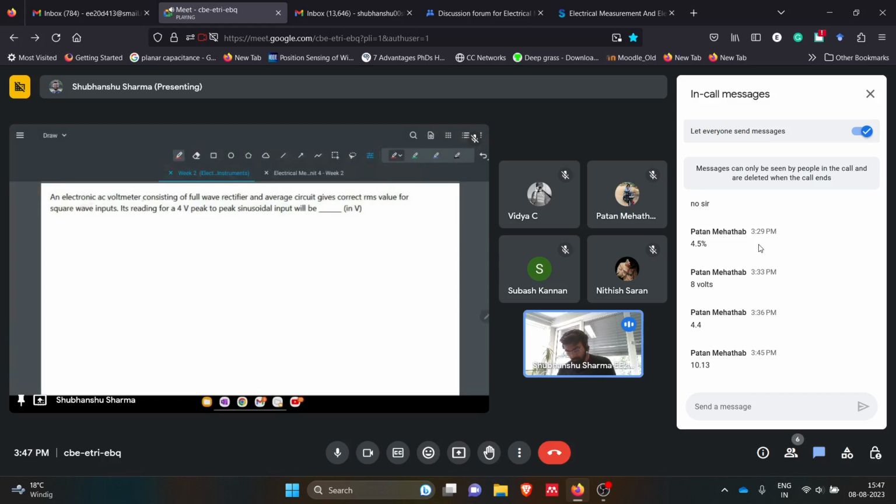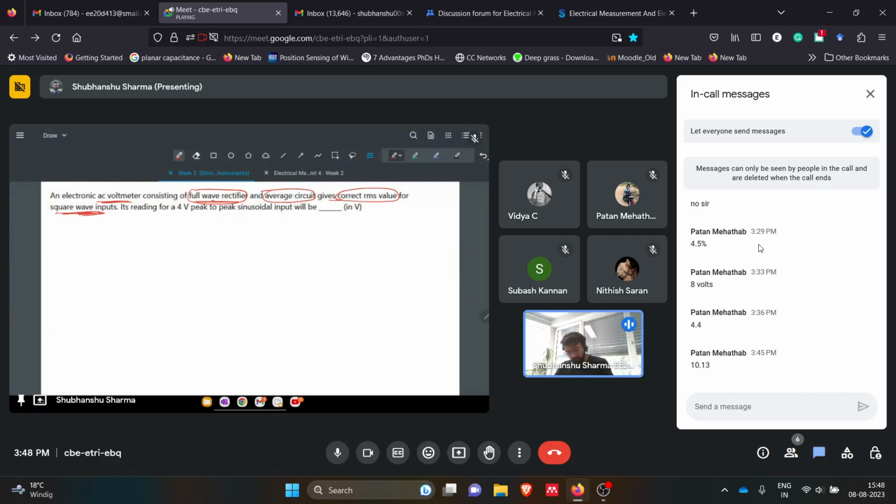An electronic AC voltmeter consisting of a full wave rectifier. You have already read about the full wave rectifier. It was covered in this week two's lecture. Just read this carefully. Electronic AC voltmeter, consists of a full wave rectifier, average circuit, gives correct RMS value for square wave inputs. So what happens normally in practice?